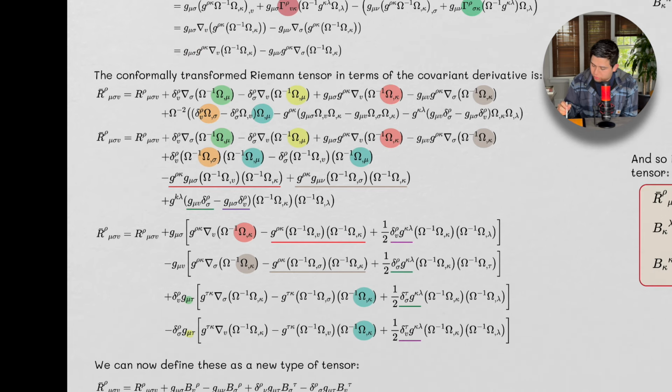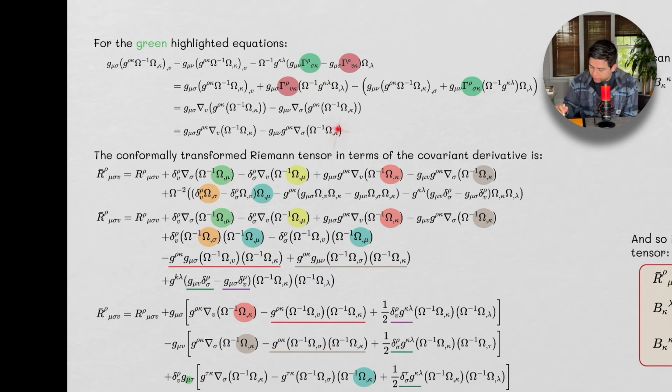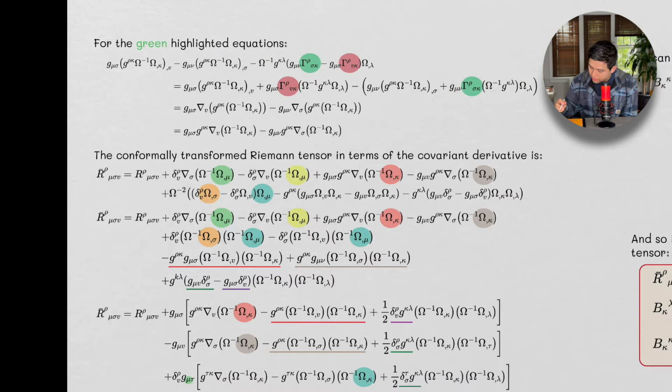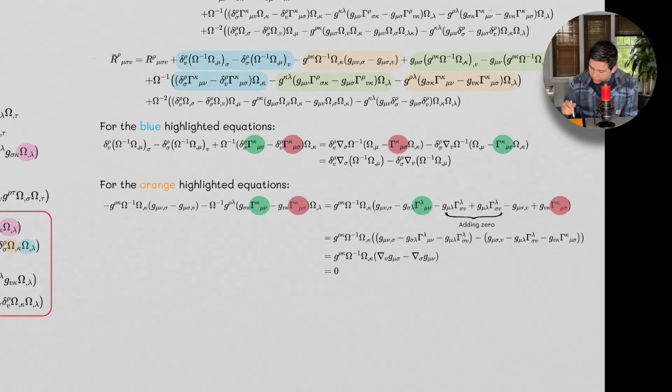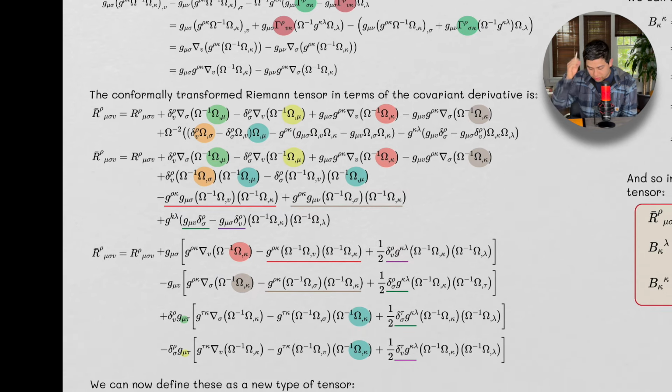The conformally transformed Riemann tensor in terms of covariant derivatives is therefore all of this. Okay, so we're putting everything together, right? We're putting this together along with the other things that we found out. And then also, really quick, we have this term here that we never dealt with. So that is this term down here. Okay, so we're color coding again.